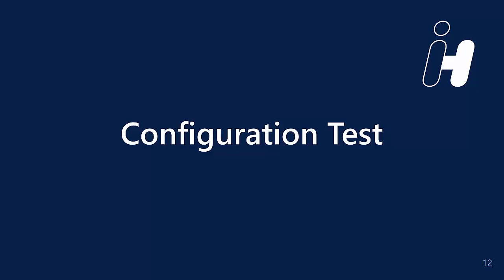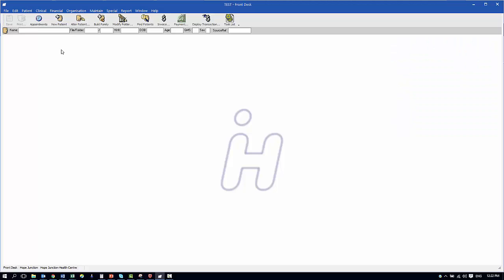Once you've completed all of the configuration steps, you need to make sure that everything has been set up correctly. To do that, carry out the following test. Log in as one of the users with the relevant roles configured for using NES. Find the NHI number of an existing patient within your practice, and we're going to search to see if we can find it in the NHI registry.